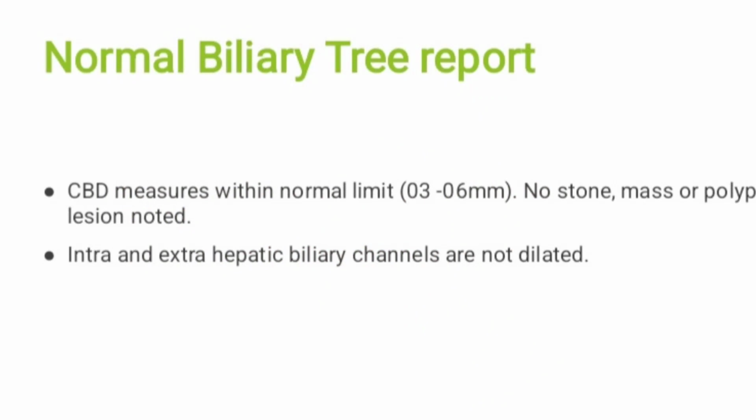A normal biliary tree report should have the CBD measurement, with the normal CBD measuring within 3 to 6 millimeters, and mention that no stone, mass, polyps or lesion is seen. Intra and extrahepatic biliary channels are not dilated. This is the clear, normal report. If everything is normal, mention it this way: mention the CBD and the intra and extra hepatic biliary channels.